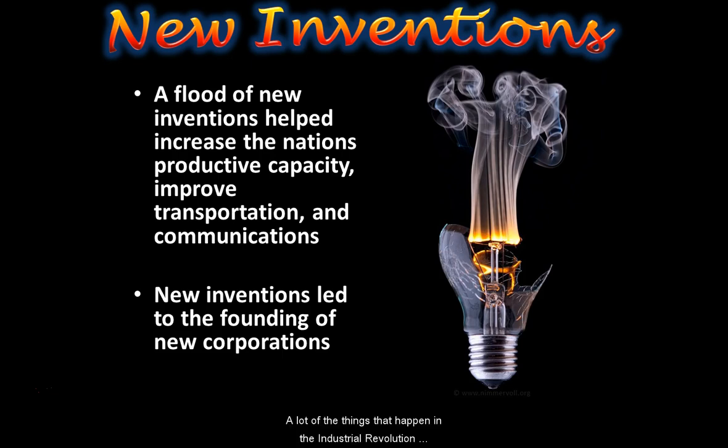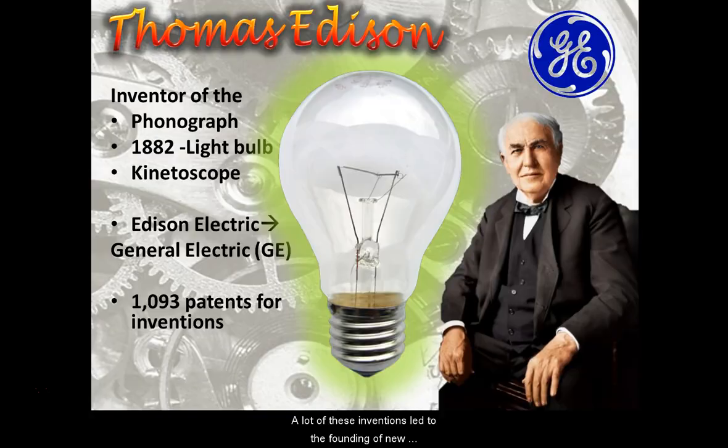A lot of the things that happened in the Industrial Revolution was because of the new inventions and innovations. An invention is a new product, and innovation is using a new product in a different way. And a lot of these inventions led to the founding of new businesses, such as General Electric.